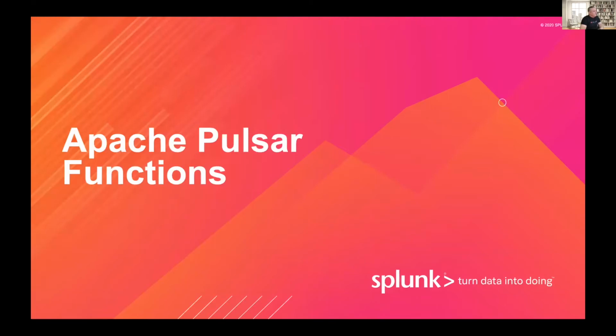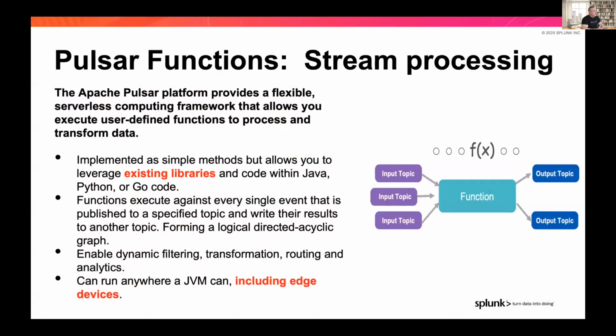So let's talk a little bit, at a high level, about these different components. First would be the Apache Pulsar functions. I'm sure most of you are familiar with that. If not, let me just summarize it here. It's native stream processing. So it gives you a serverless computing framework that allows you to execute your own user-defined functions to process and transform data. It's a very simple method.